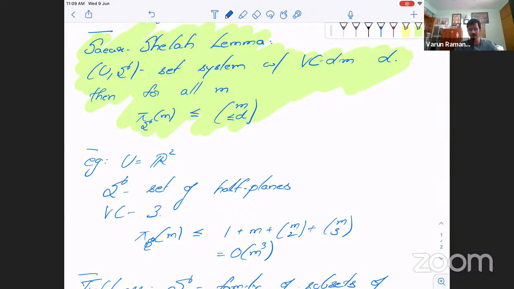Prahladh: If you only look at the set of half planes, even in R2, we know that pi S of m is at most m cube. Can we get a better bound? For half planes, actually, it's known better. I think you can get m square, not m cube. And in general for D dimensions that's true. In general, for D dimensions, if you take, instead of half planes, the hyperplanes. Good. So the VC dimension of that corresponding space.